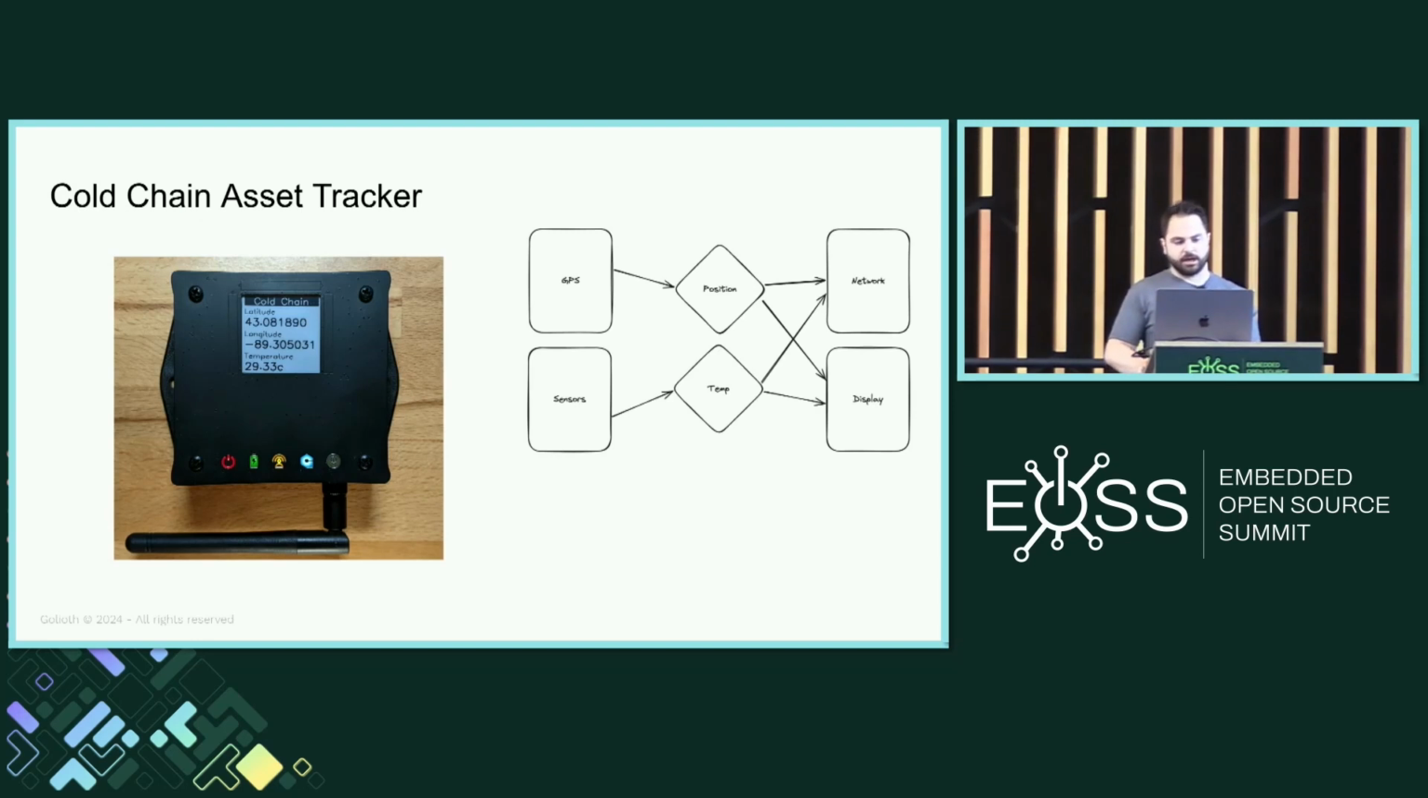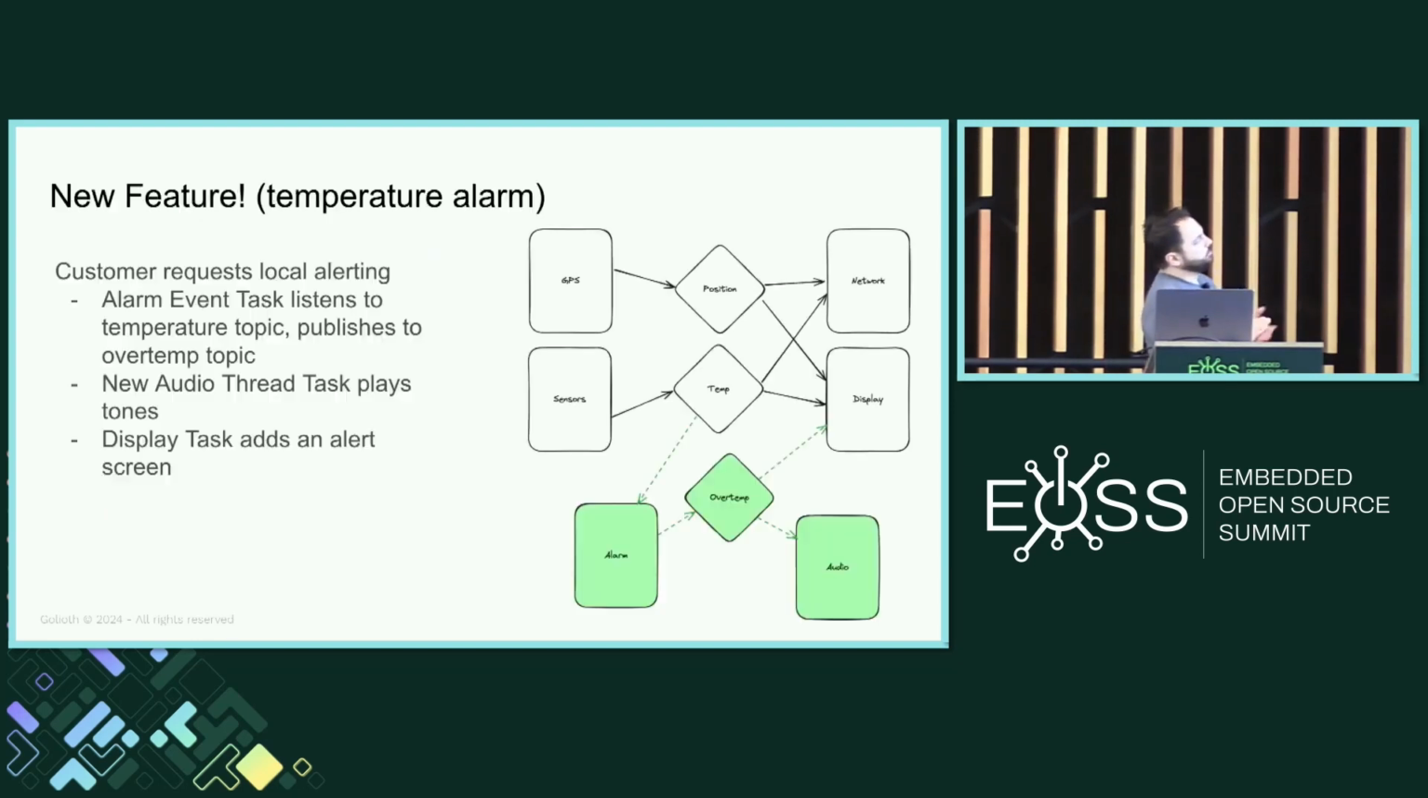But let's say your product manager comes back to you. They say, hey, we talked to the customer. They're tired of the drivers in the front. They're not looking at the screen. They have no idea when the temperature rises. We want to add a new feature that plays an alarm whenever the temperature rises above a set limit. So we can add a new task. This task is actually going to be an event task, or again, a listener in the ZBus nomenclature. What this task does is it just runs every time there's a temperature message, and it compares that to some threshold, right? And if it passes that threshold, then it publishes a message to the overtemp topic.